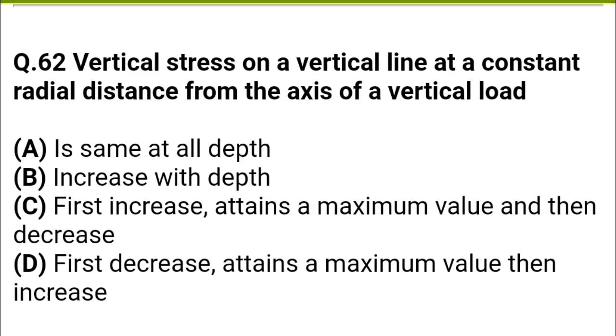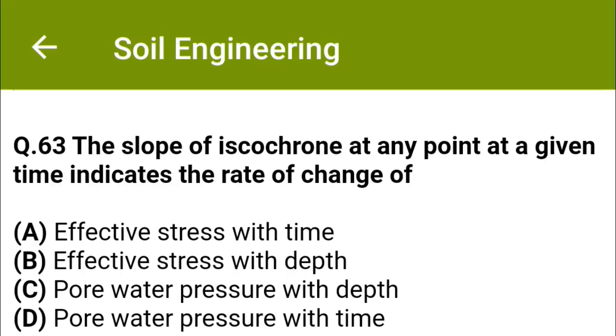Vertical stress on a vertical line at the constant radial distance from the axis of vertical load. Option A: is same at all depth. Option B: increase with depth. Option C: first increase, attains a maximum value and then decrease. Option D: first decrease, attains a maximum value then increase. The correct answer is option C, first increase, attains a maximum value and then decrease.